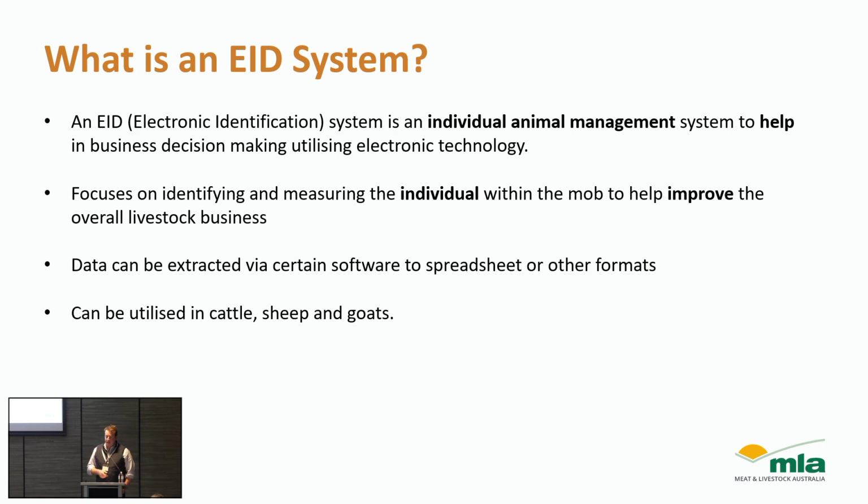So we can draw data out. I'll go through what a system looks like in a second, but we can draw data out in a number of ways through different bits of software, spreadsheets or other formats. There are that many different new products coming out at the moment. It's quite confusing, but it's quite good as well. And we can obviously use it in sheep, cattle and goats. So we're doing everything at the moment, predominantly in sheep and goats, and increasingly in goats with guys doing individual management systems.